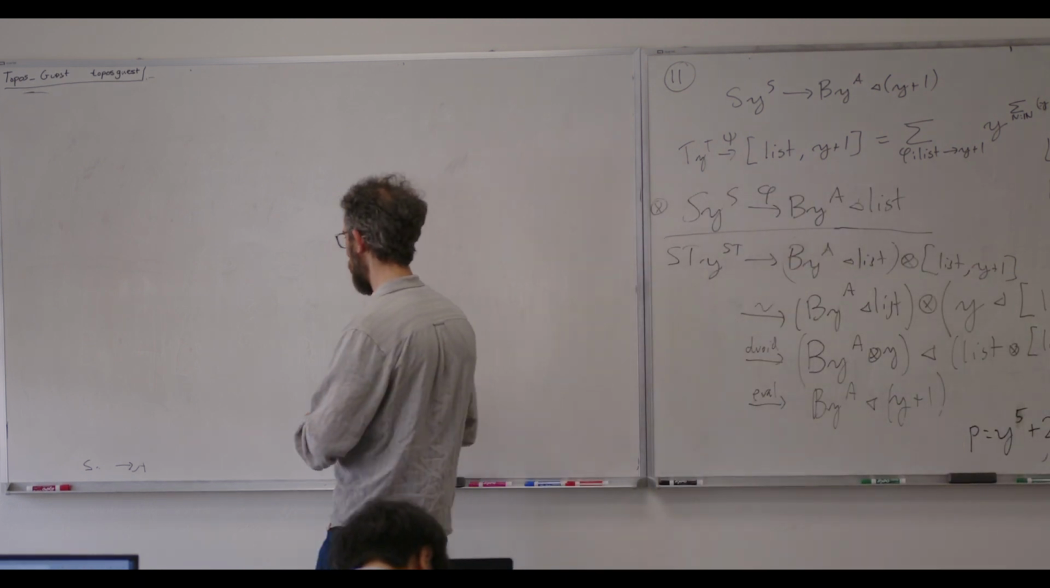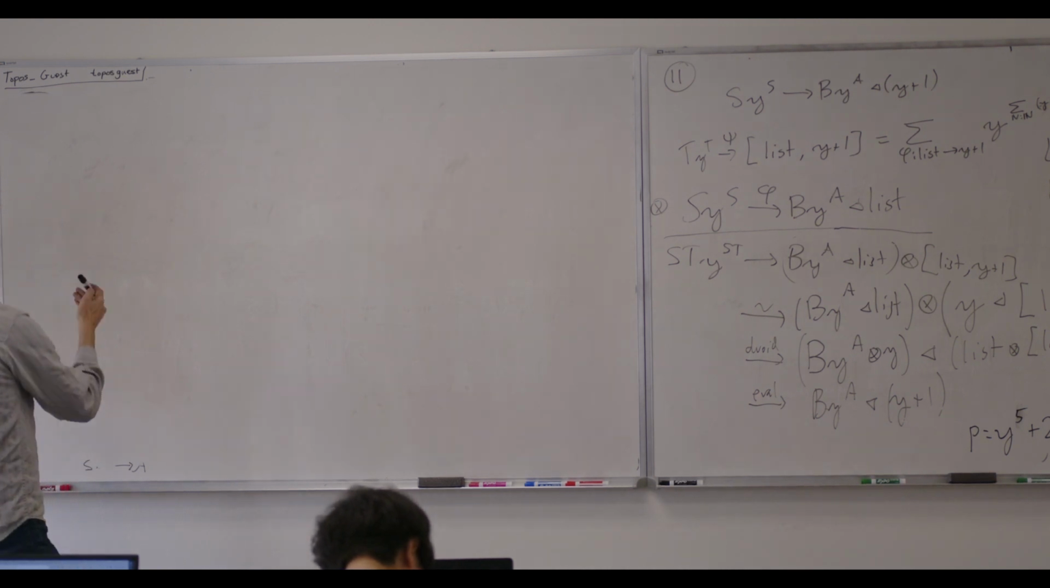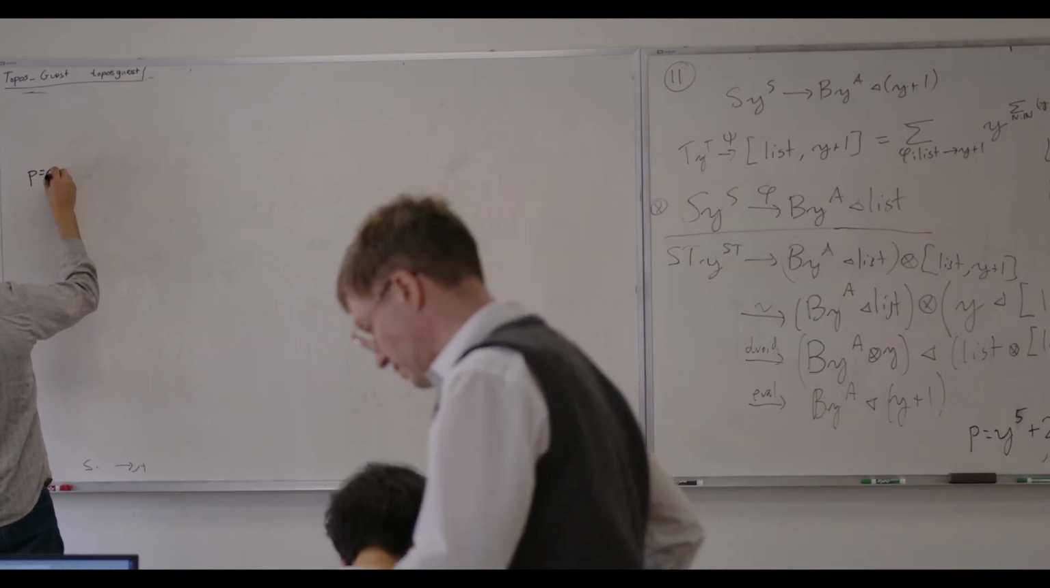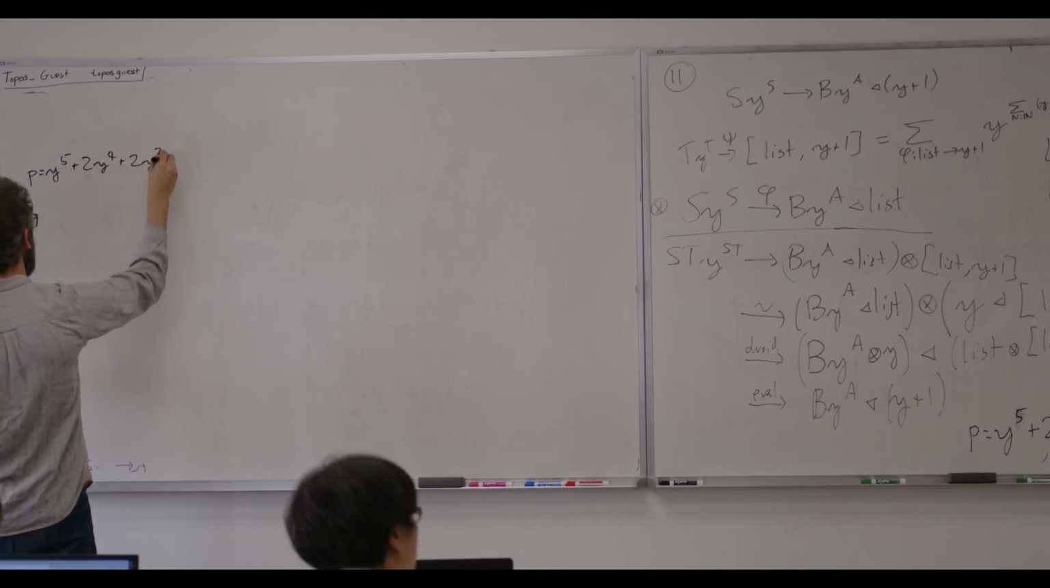Okay. So P was y to the 5th plus 2y to the 4th plus 2y squared plus y.